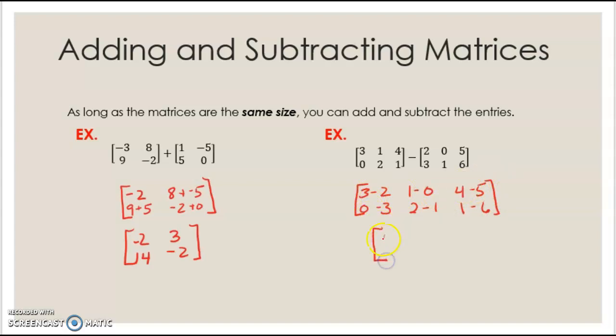And we're going to end up with 1, negative 3, 1. 2 minus 1 is 1. 4 minus 5 is negative 1. And 1 minus 6 is negative 5. So there we go.